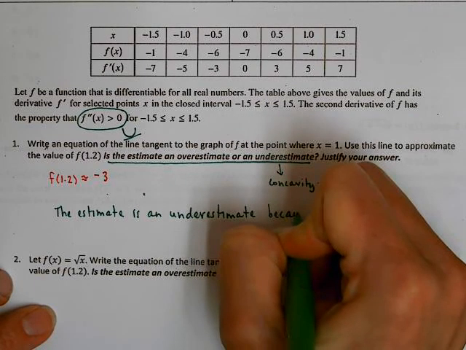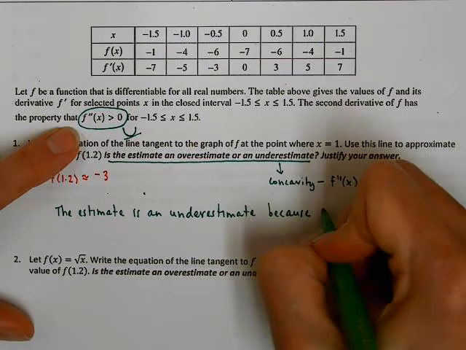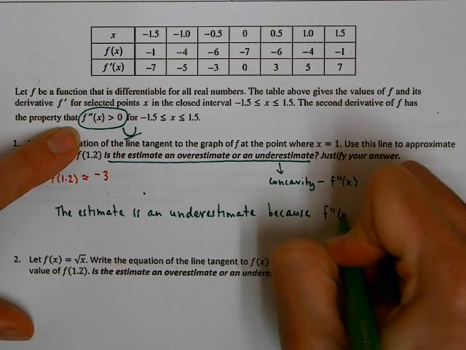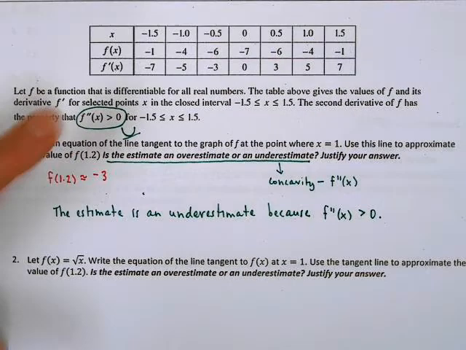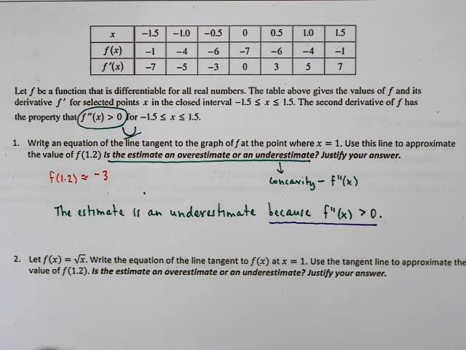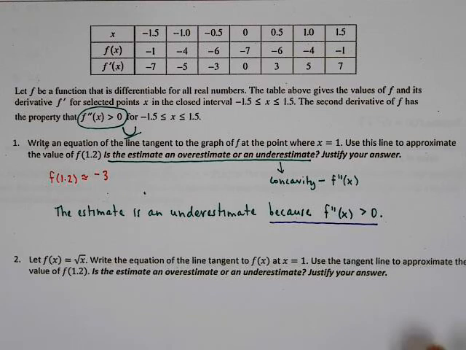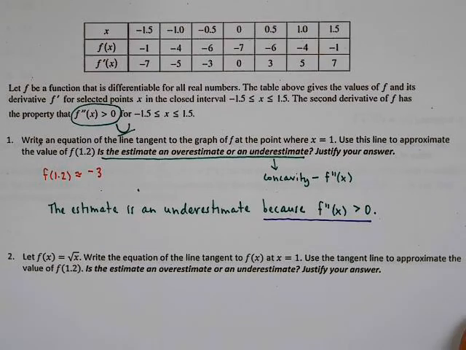because, and we would just state what we know about the derivative, because f double prime of x is greater than 0. So this part is going to be extremely important. You will not get credit for your answer unless you're able to appropriately justify it using the second derivative.